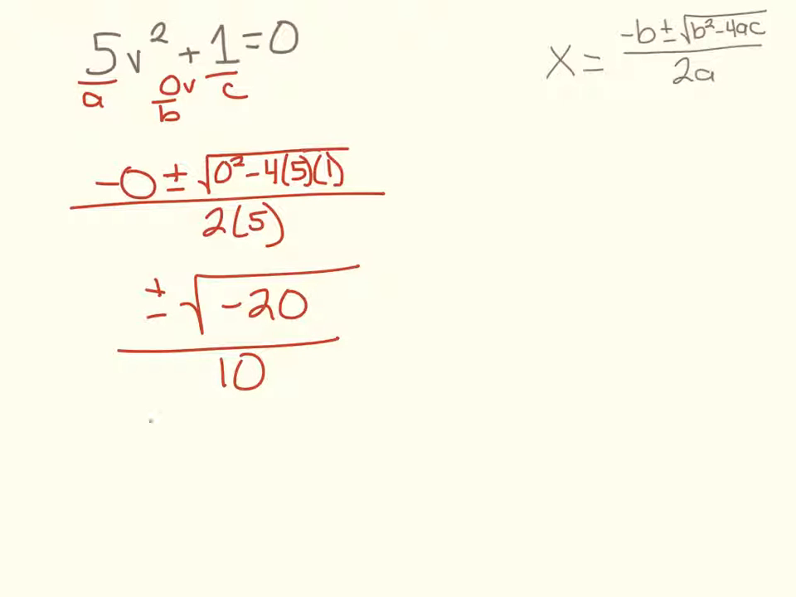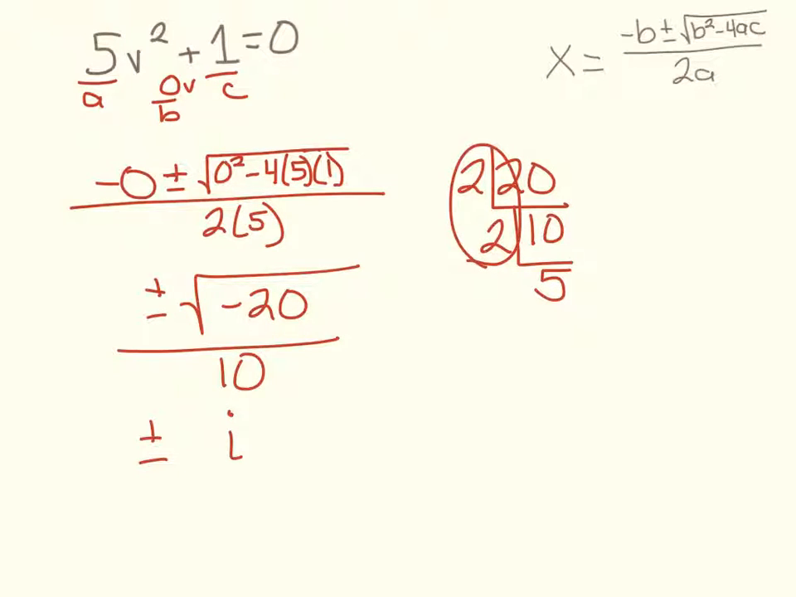Now we want to simplify our radical the best we can. We know we need to take an i out because it's negative. And then we can come over here to the prime factors. You get 2 times 10, 2 times 5. So a pair of 2's come out. I'm going to put that in front of the i. A 5 stays in the radical. And then it's over 10.